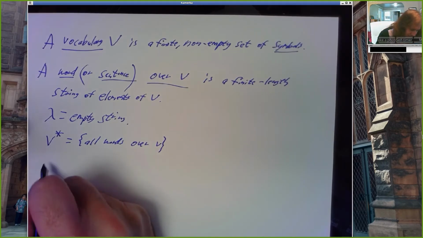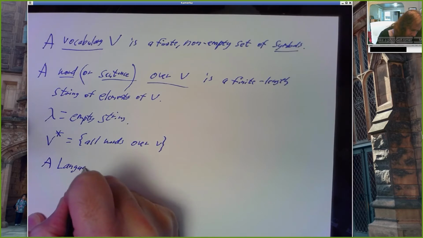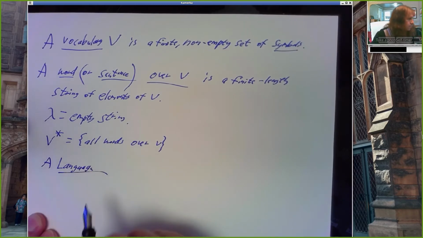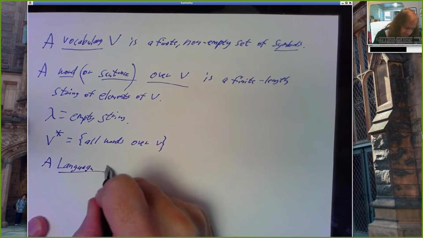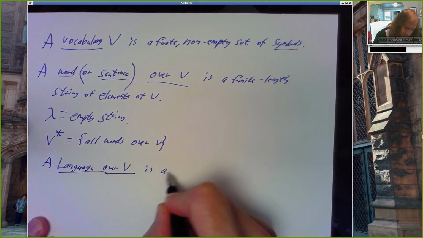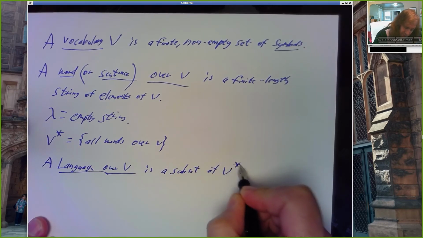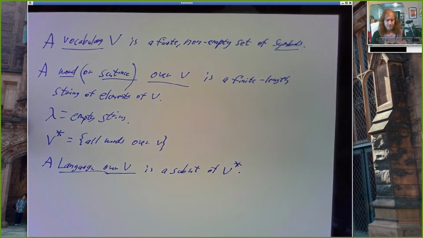All right, so now we can define a language over V. A language over V is a subset of V star. So it's some presumably smaller collection of strings of symbols from our vocabulary.